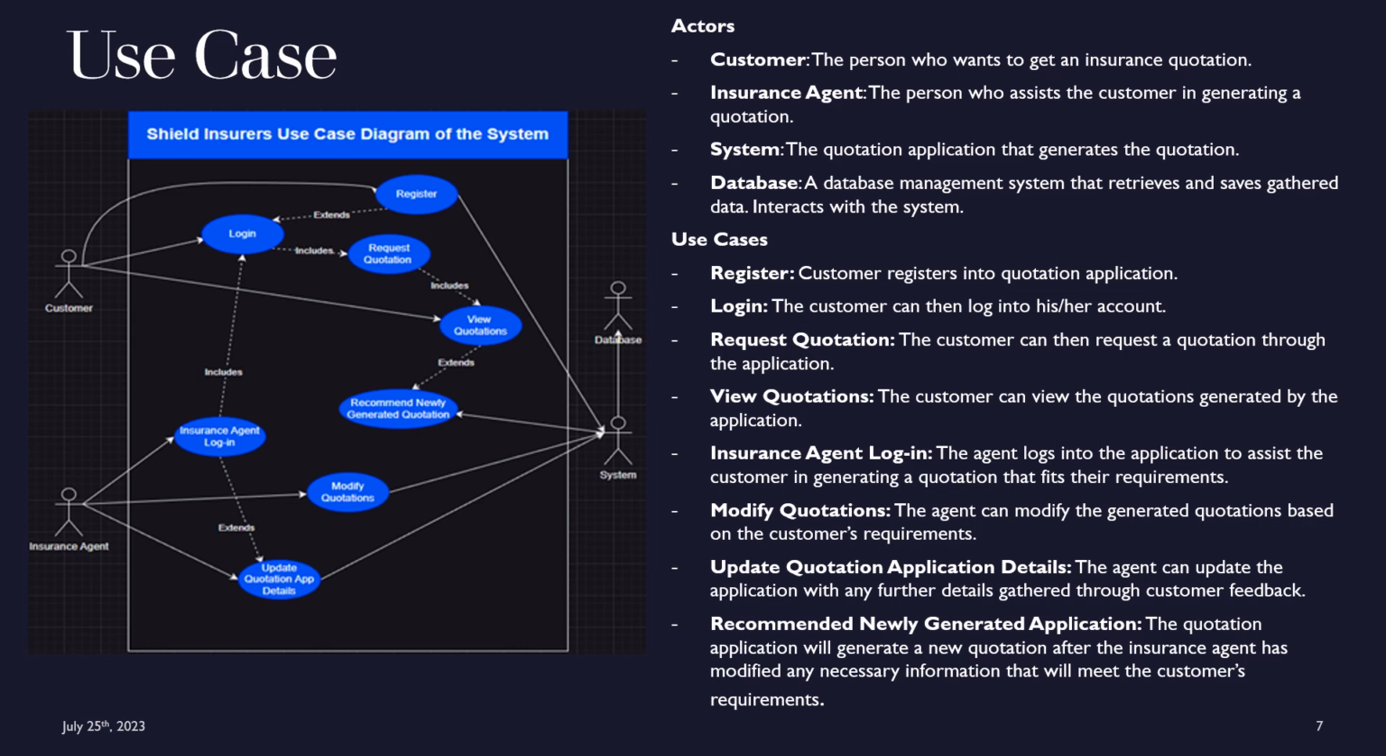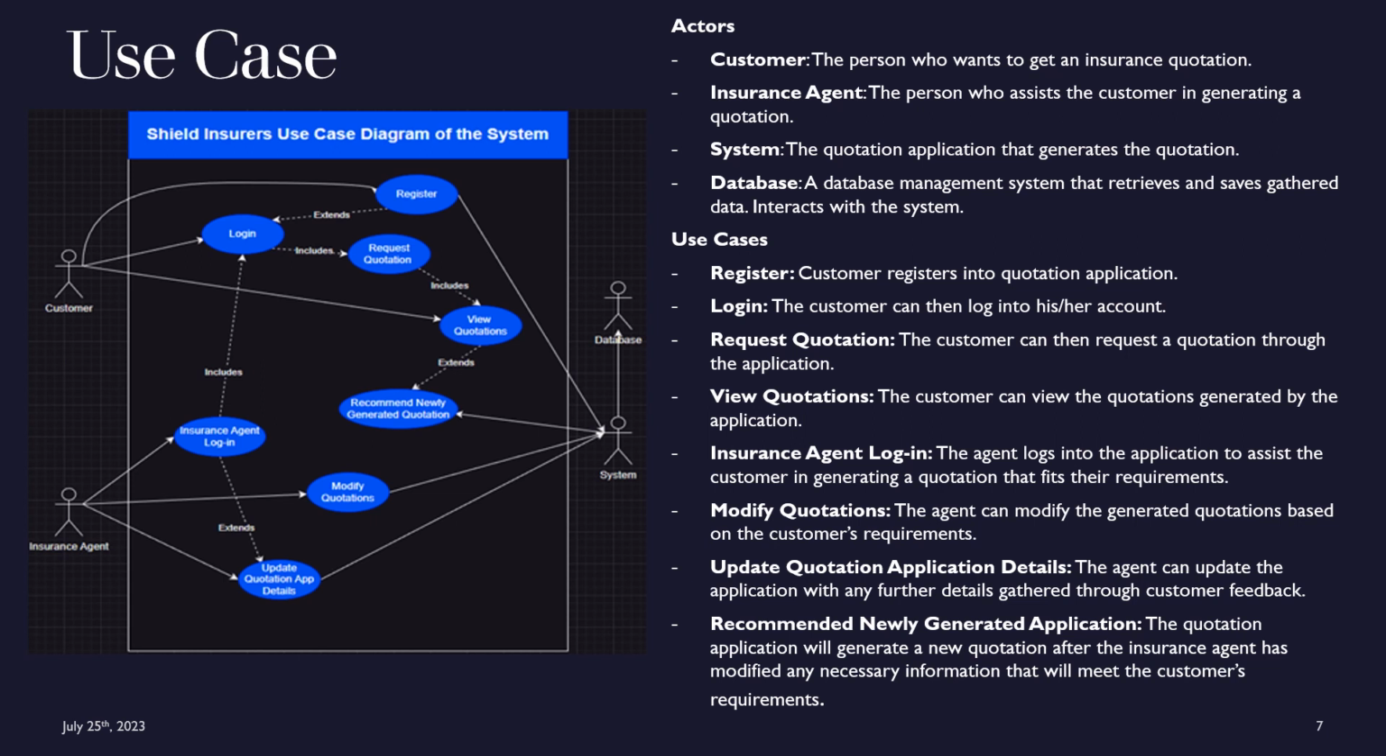For the use case, the customer registers into the quotation application. Then the customer logs into their account, and from there they request a quotation through the application. The customer can then view the quotation generated by the application. This is where the insurance agent logs into the application to assist the customer in generating a quotation that fits their requirements.